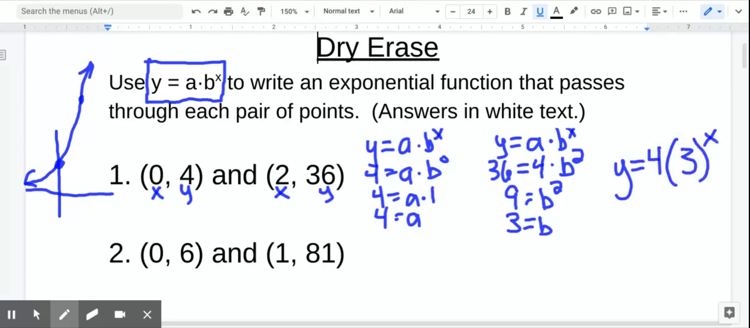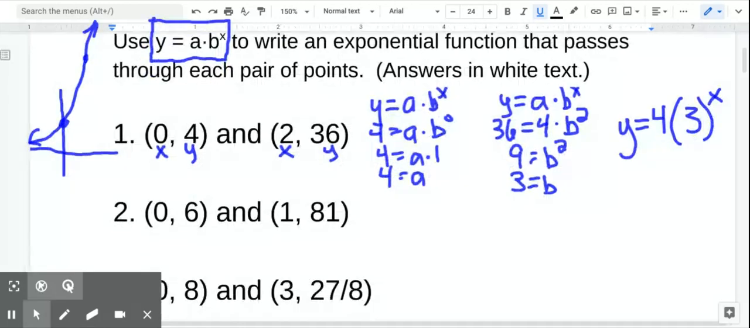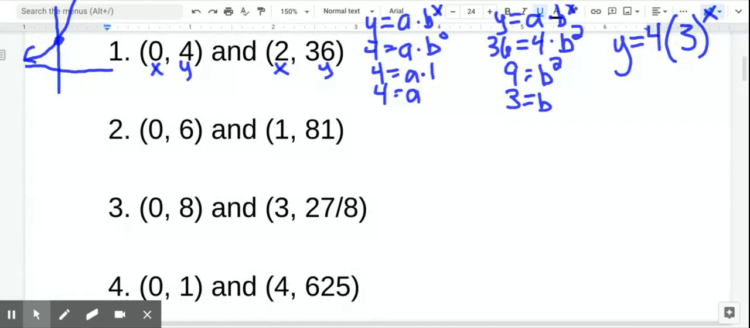And that's all we're going to be doing for these problems. So let's try out another one. I'll switch colors here so we don't get confused. First we're going to plug in this x and y. So 6 is y. b to the 0, anything to the 0 power is just 1. So we have just found out that a is 6.